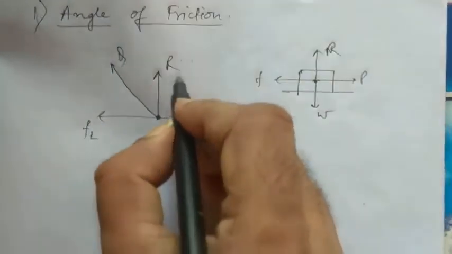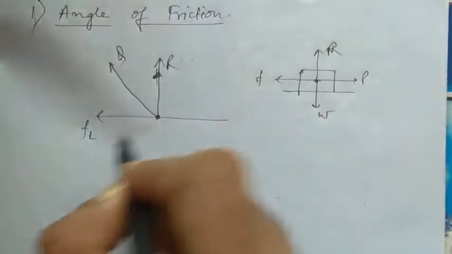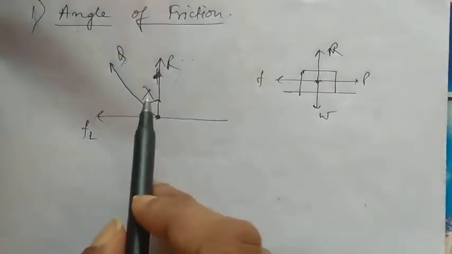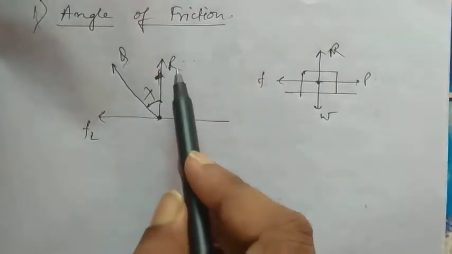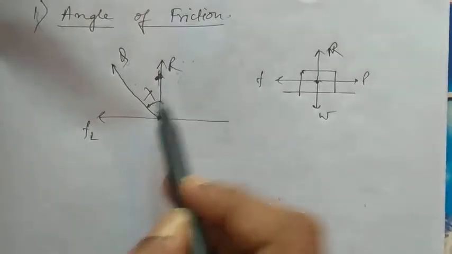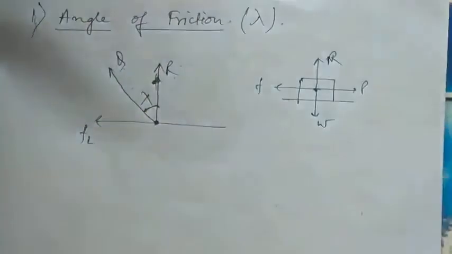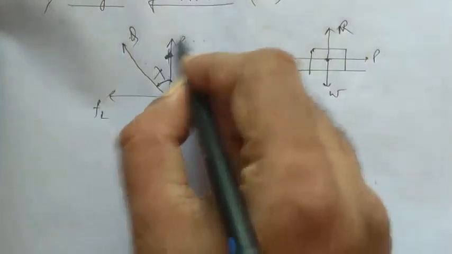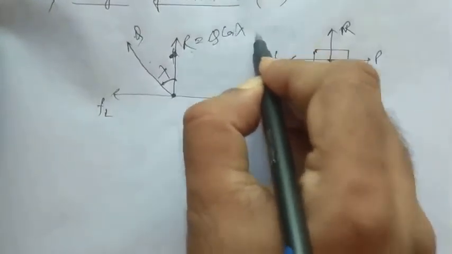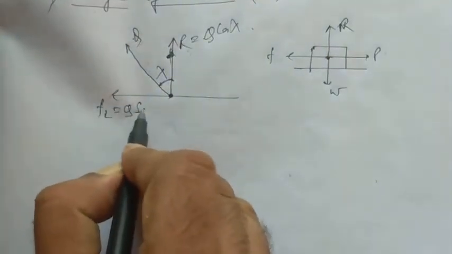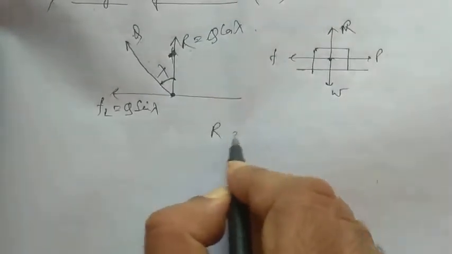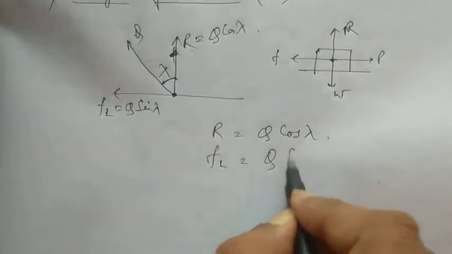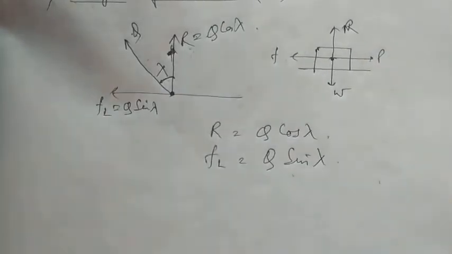Now the angle between this R and Q, we take it as lambda. The angle between the resultant of R and F and R is lambda. This lambda is known as the angle of friction. Now if we break this Q into two components, one along this direction we can write as Q cos lambda, and this is Q sin lambda. So we write R is equal to Q cos lambda and FL, the limiting friction force, as Q sin lambda. We can get two expressions from this.